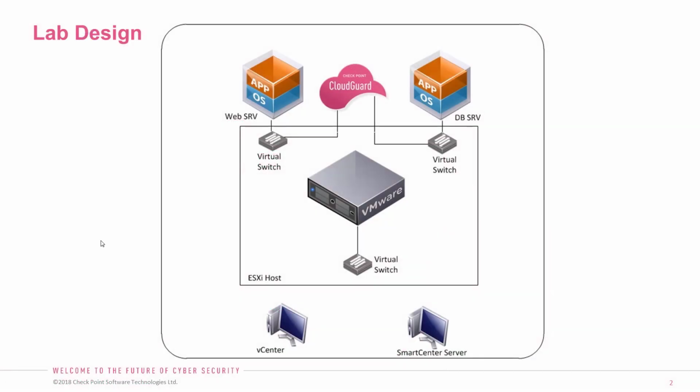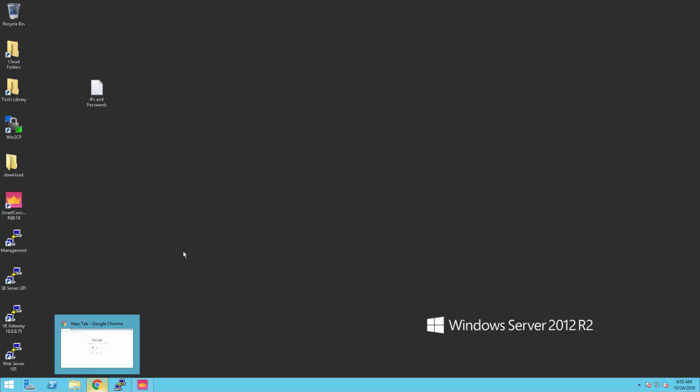This is a drawing of our demo environment. We have three servers: the VM host, the physical server, and two VMs, a web and a database. We also have the CloudGuard VE gateway, and we have three different switches, one for the web, one for the database, and one for the internet, vCenter, and SmartCenter environment, our management platform.